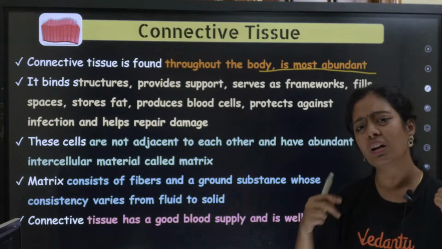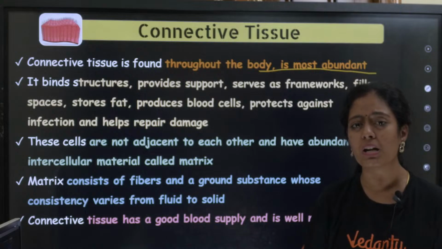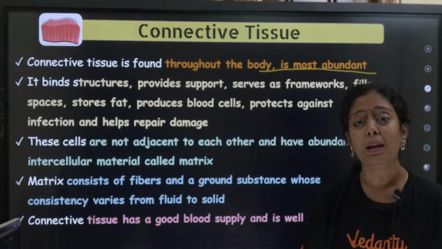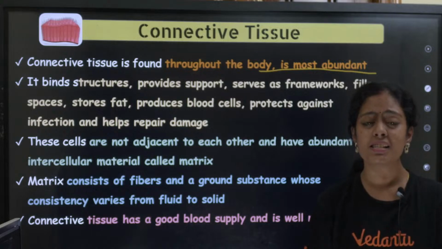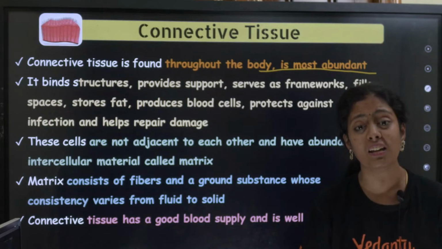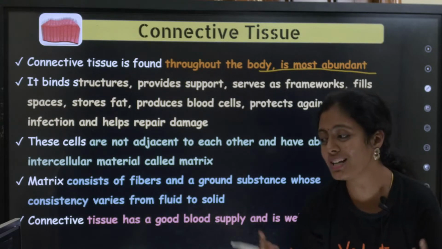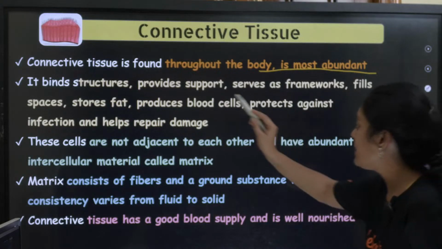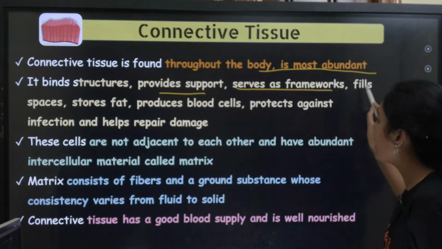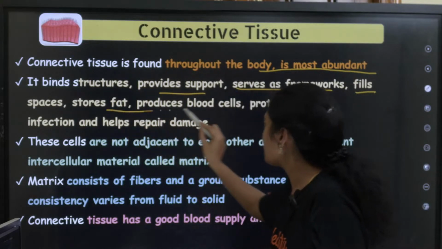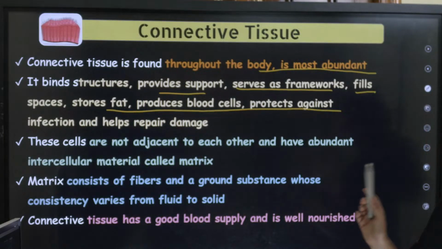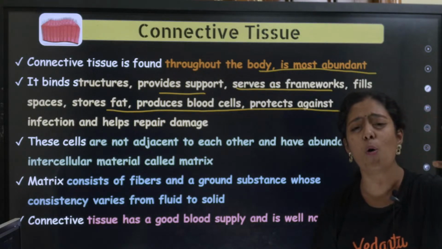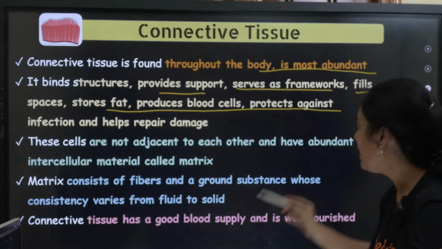It is going to connect the different parts of my body, like your blood. Blood acts as a connection between my lungs and my heart, and between my heart and my kidney. Yes or no? That is what we call connective tissue. It provides support and framework, fills spaces, stores fat, produces blood cells, protects against infection and helps repair damage. It has numerous functions.